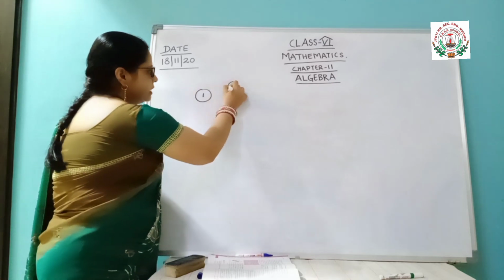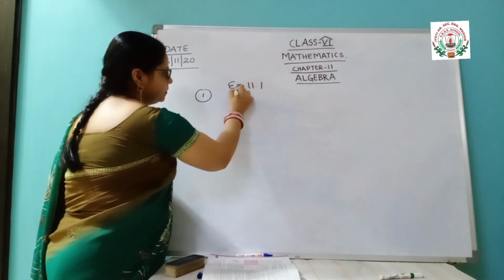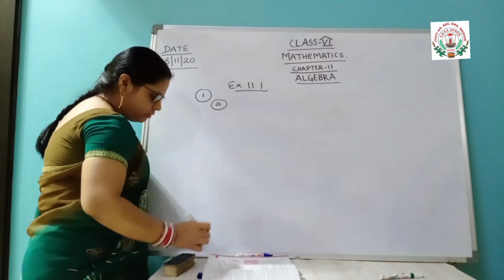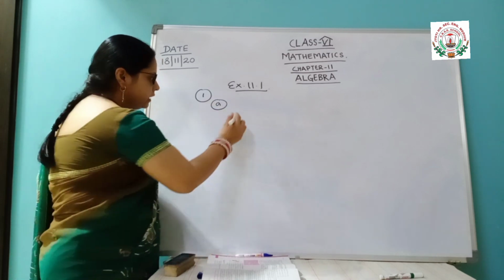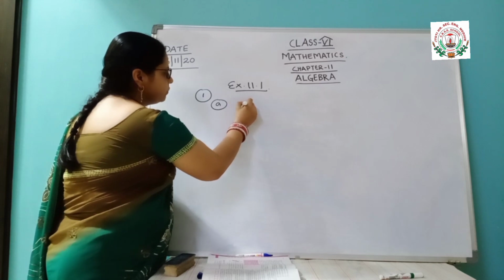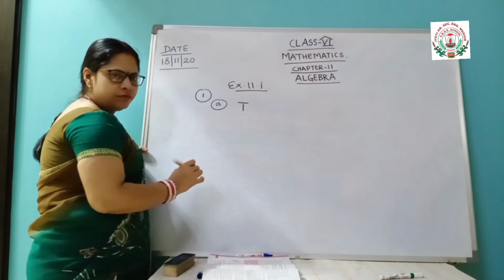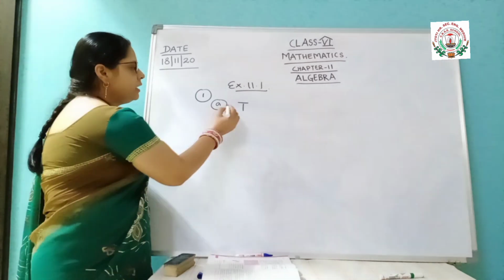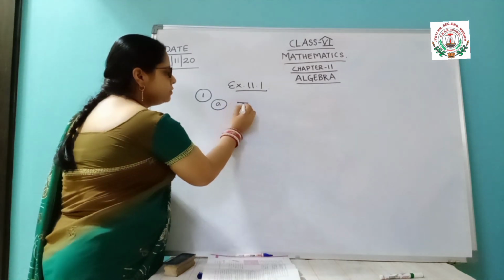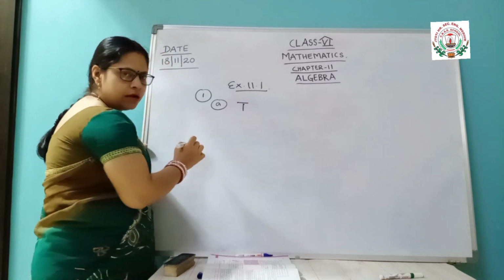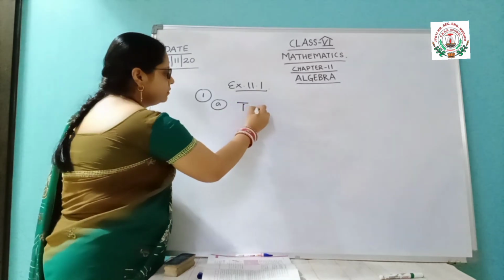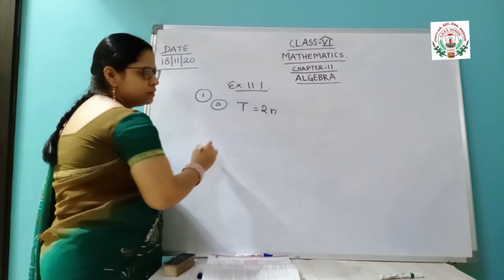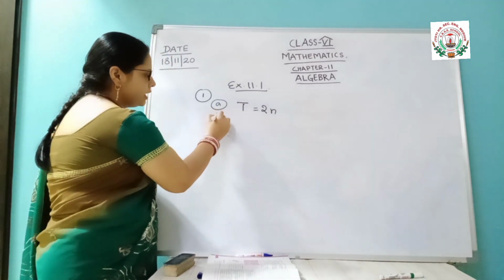First question of exercise 11.1. Some patterns are given here. Now you have to write the pattern of the letter T. Letter T is given in this way. Why is this gap given? Because this pattern is made up of matchsticks. Now tell me how many matchsticks are used here. Here 2 matchsticks are used, and n you can use here. So this pattern is 2n.